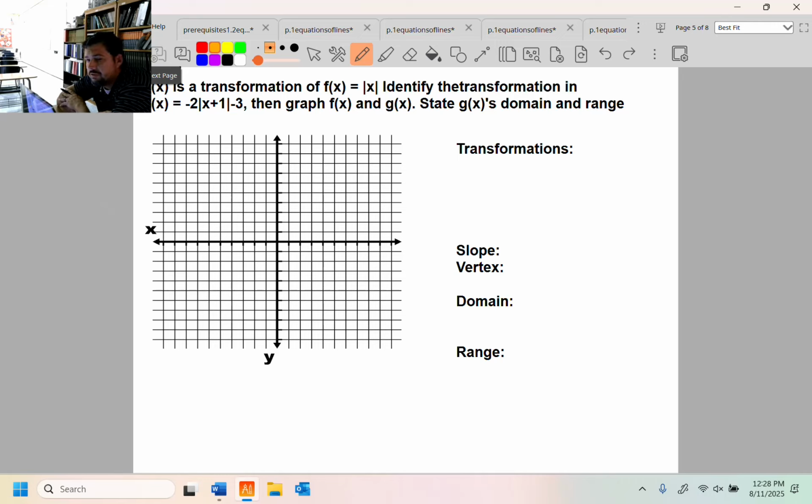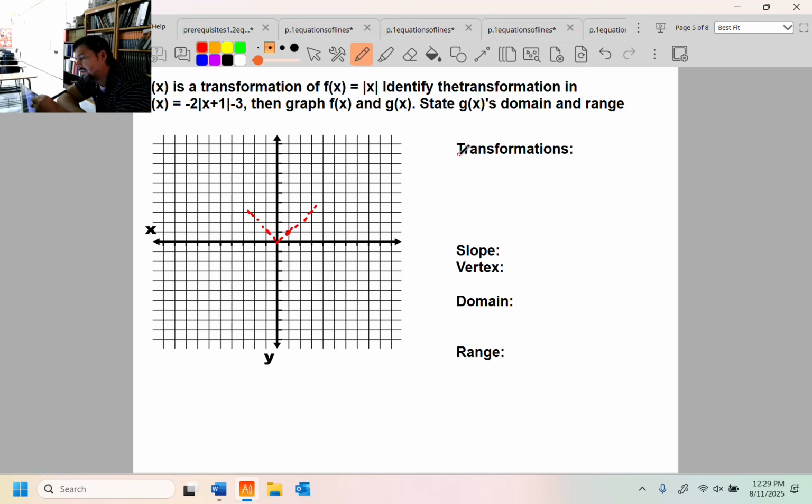g of x is a transformation of f of x equals the absolute value of x. Now, the instructions don't say it, but we're going to graph absolute value of x. I'm just going to do it dashed lines, okay? Identify the transformation in g of x is negative 2 times the absolute value of x plus 1 minus 3, then graph both f of x and g of x. Okay, so it did say graph.